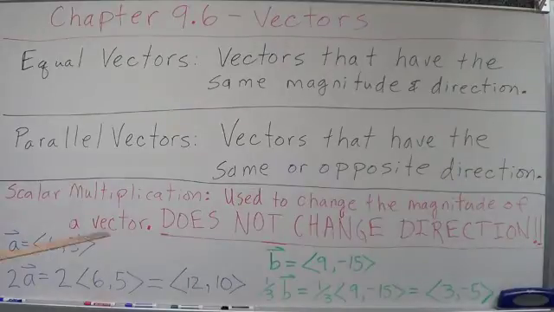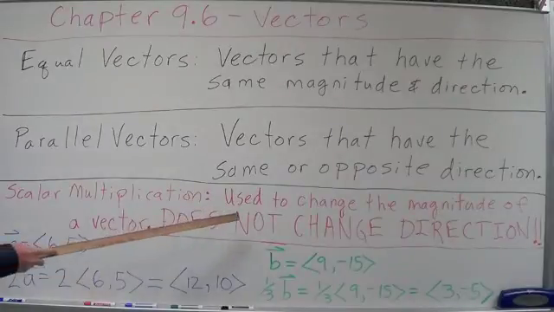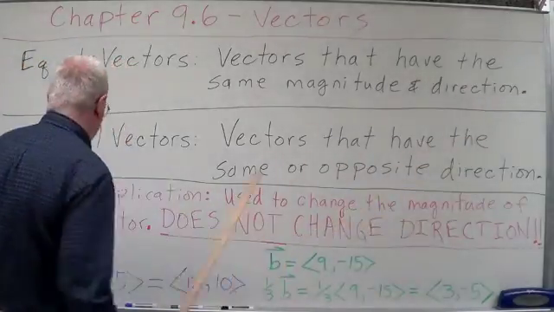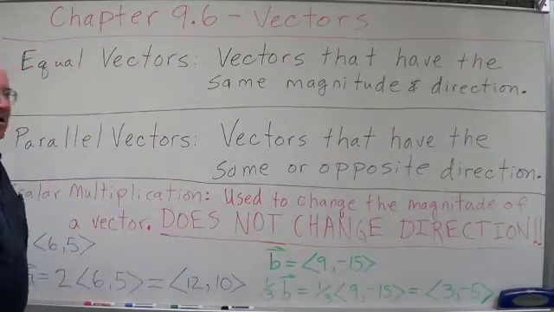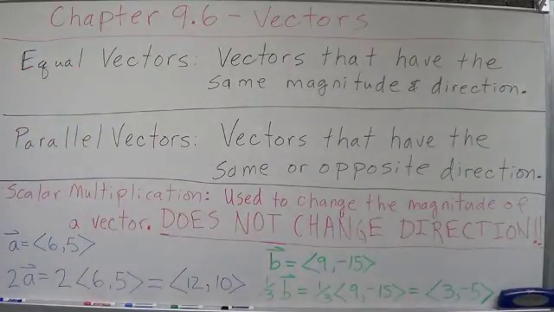So scalar multiplication is we can multiply our vector by a unidimensional quantity. And scalar multiplication is used to change the magnitude of a vector. It does not change the direction at all. It only changes the magnitude. Okay, how is that done?